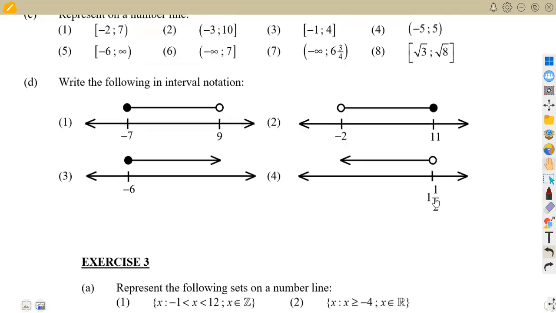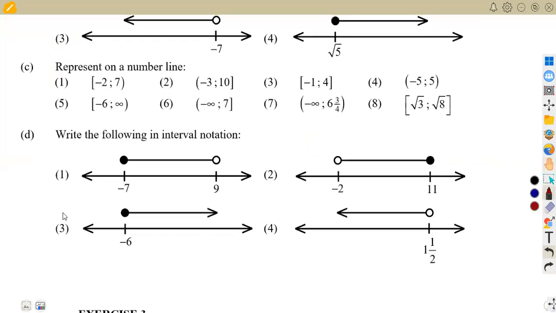All right. When you are given it like this, number 3, from -6 going this side, where are we going? They do not end. So it's up to positive infinity. We have a starting point, which is true. We are starting at -6. But where are we going to end? We are not going to end. It's positive infinity. All right.